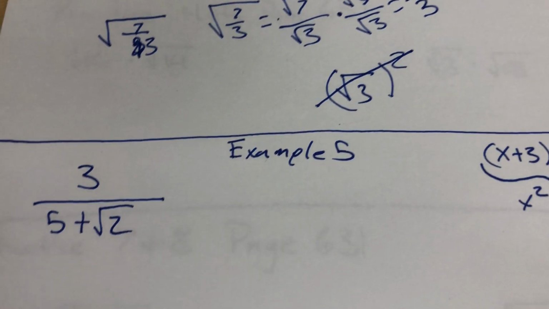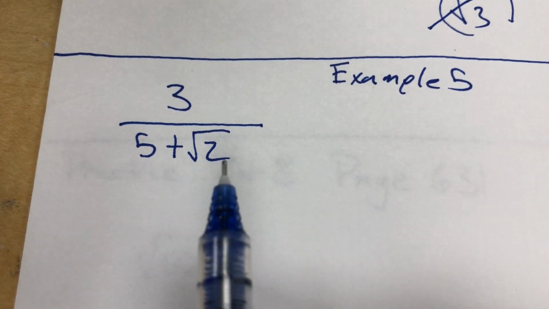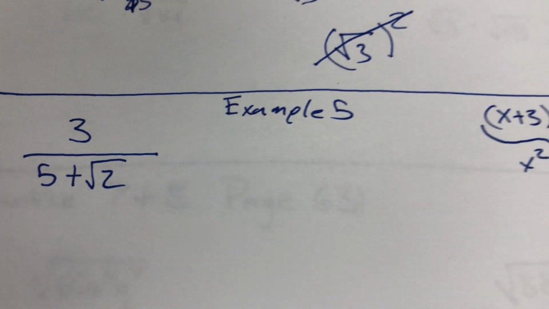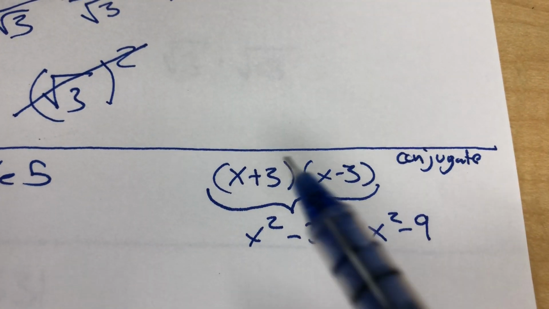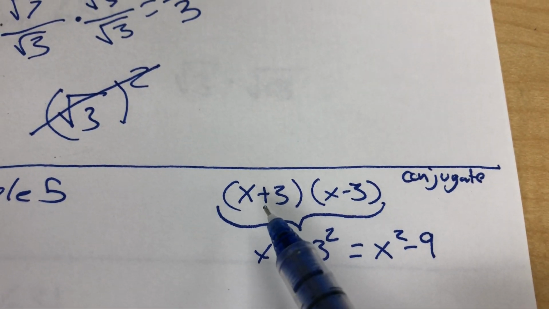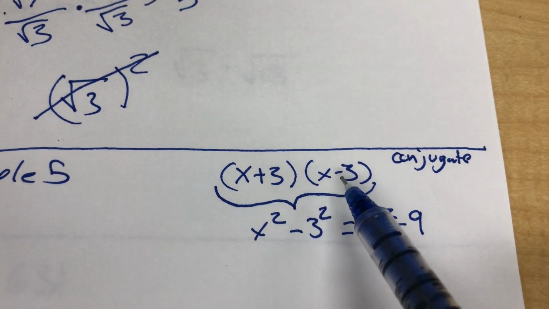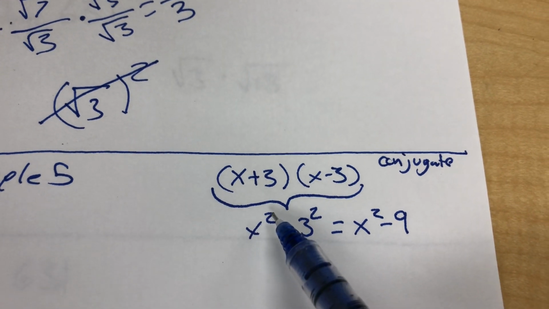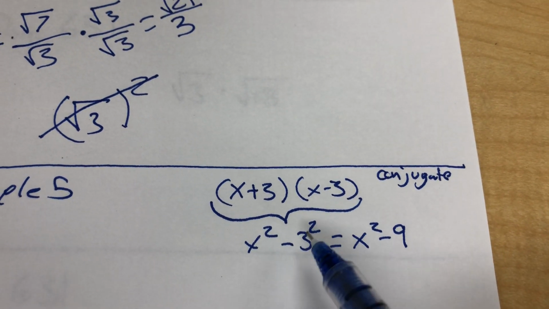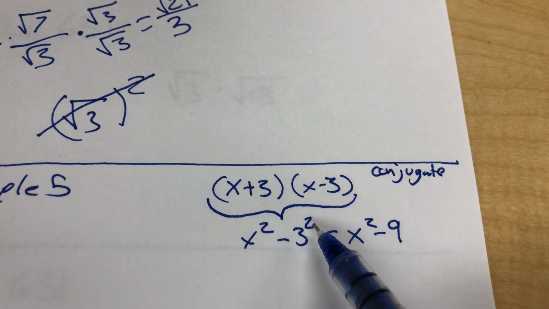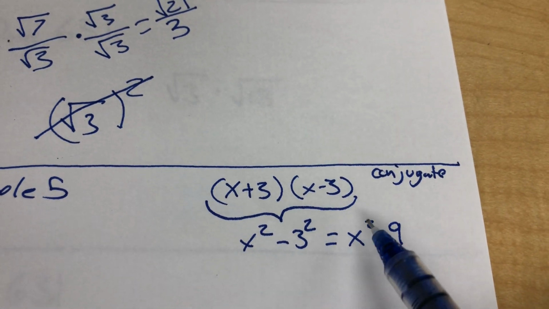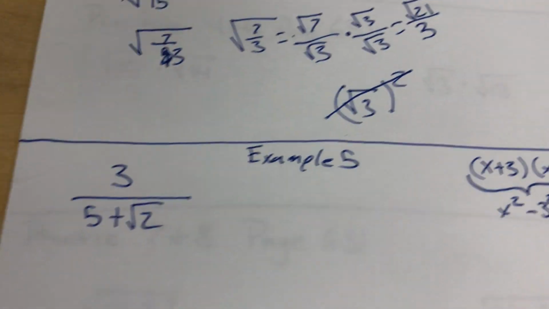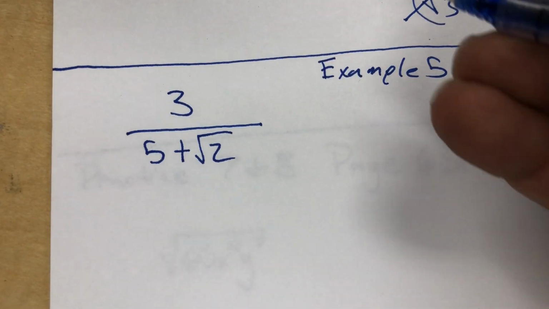Now we're going to do something very similar in this one because they don't want this square root here at all. So we're going to multiply by its conjugate. Now if you don't remember how to do this, I'll explain. This x plus 3 times x minus 3, its conjugate, will actually give you the first number squared minus the second number squared. So it comes out to something like this, x squared minus 9. That's how we're going to use the conjugate to get rid of that square root on the bottom.